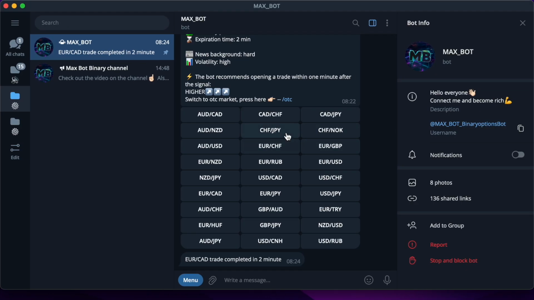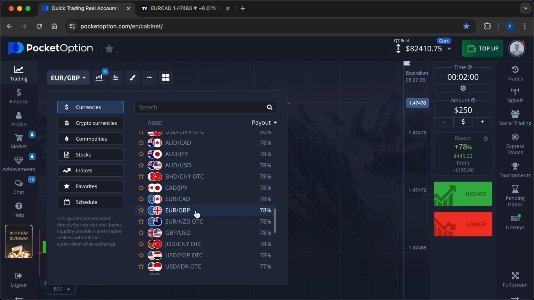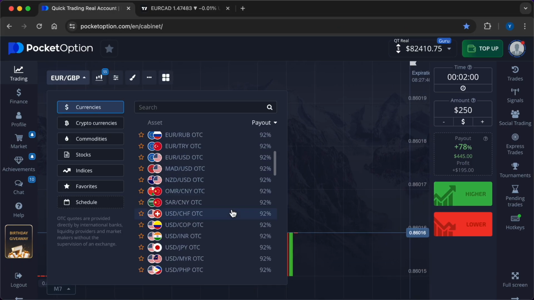You can also use the /OTC command to switch to options over-the-counter trading and trade on weekends, holidays and late in the day when the exchanges are asleep.